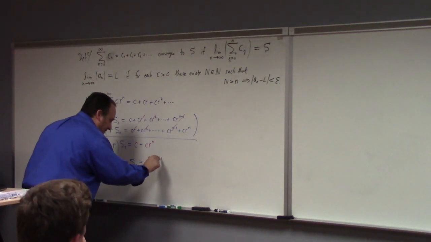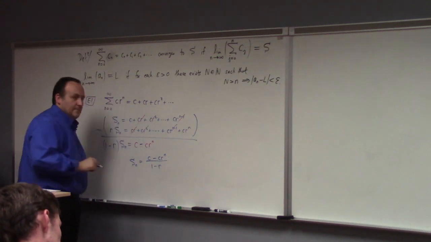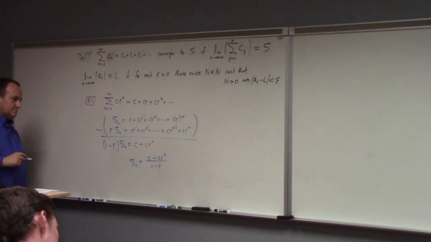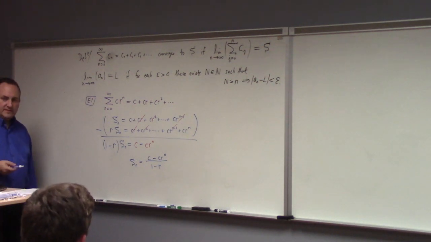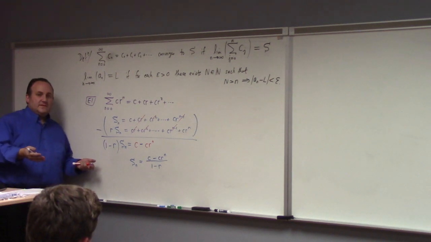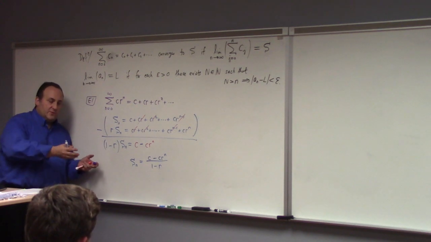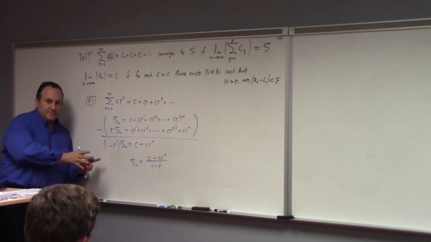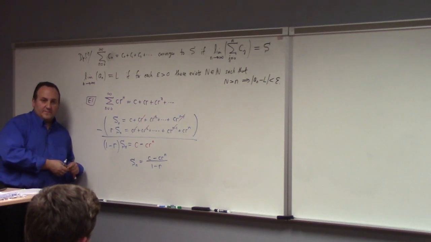So the S_n formula is C minus C r to the n divided by 1 minus r. All right. Now, as I always emphasize in Calculus 2, this is precious and rare. This is a stone cold formula for the nth partial sum. These are hard to come by. But here it is. This is a formula for the nth partial sum.